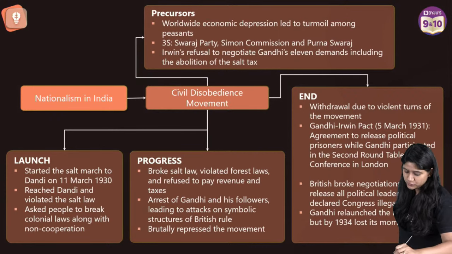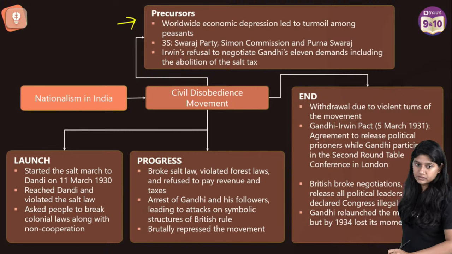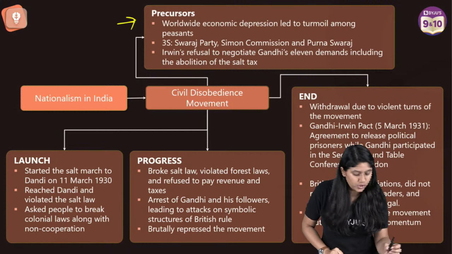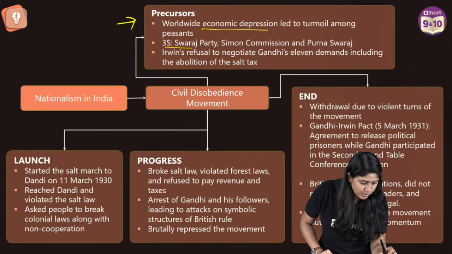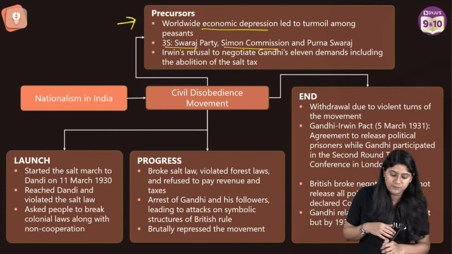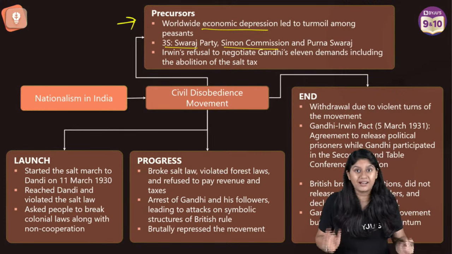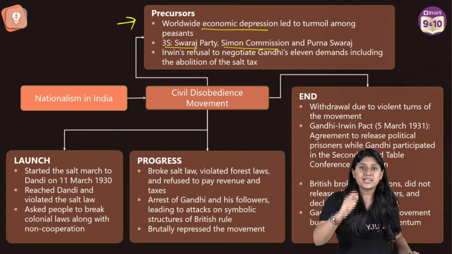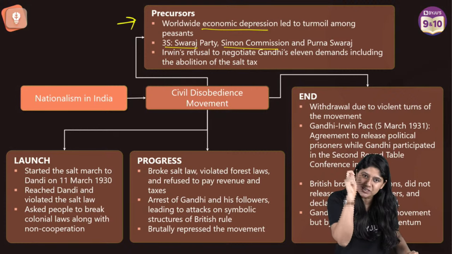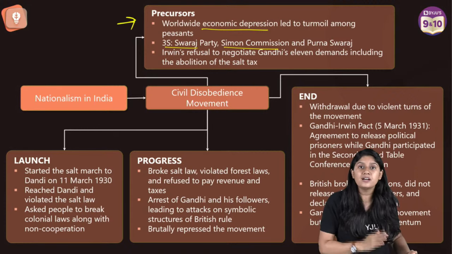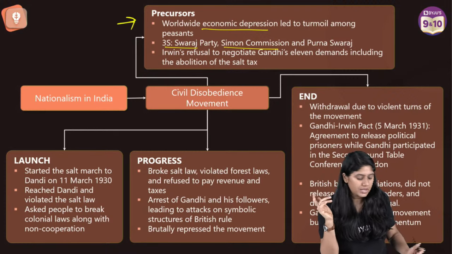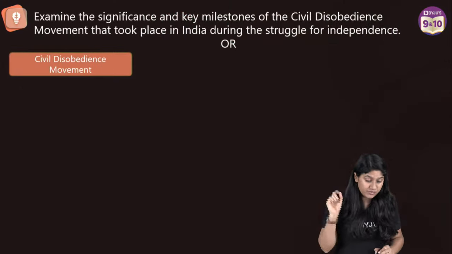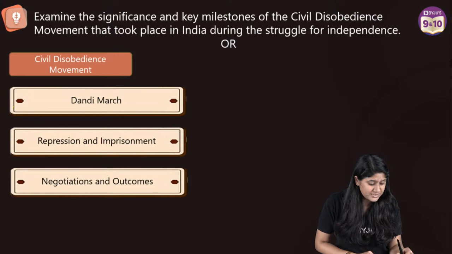So we have a few important points over here. Before the civil disobedience movement came into the picture, there was a lot of turmoil throughout the world because of the economic depression. Then we have Swaraj Party, Simon Commission came to our country. There was a negotiation happening between Irwin and Gandhiji. At that particular time, Gandhiji wrote a letter to Irwin, right? Asking for the demands. He said that one of the important demands is, please remove the salt tax. Yes or no? And Irwin gave no reply, and Gandhiji did the Dandi March. So one of the important events that we will remember over here, everyone, is the Dandi March.